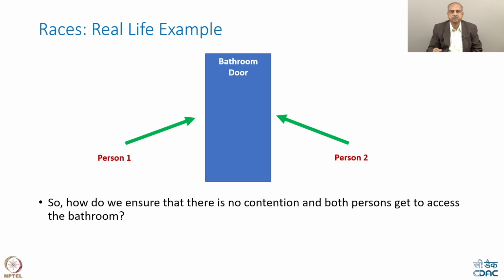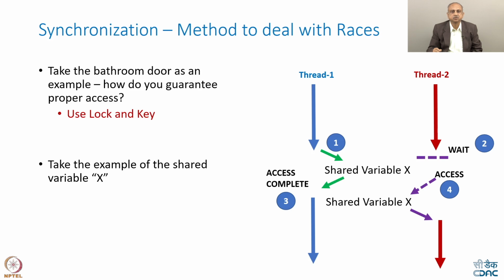There is another example that we can see in real life. Let us say there are two persons who want to use a restroom and they enter it by opening the door of the bathroom. We have to ensure that when one person is inside, the other person does not get access to that bathroom, and that is a very simple trick that we use, what is called lock and key. When the person enters the bathroom, he locks the room. As a result, the second person does not have access to it because the room is locked.